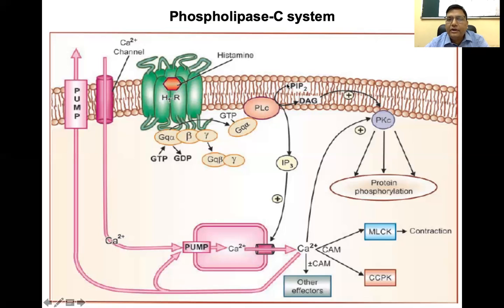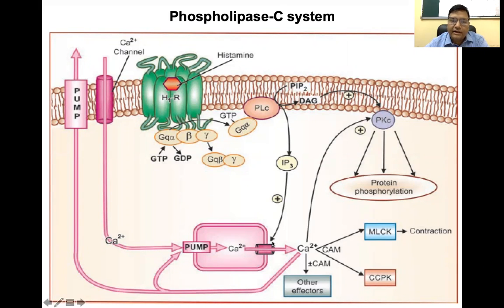This leads to the hydrolysis of phosphatidylinositol diphosphate into two molecules. One is inositol triphosphate and the other is diacylglycerol. Inositol triphosphate is water soluble, it moves in intracellularly, but diacylglycerol remains in the membrane and activates the protein kinase C, which leads to further protein phosphorylation.